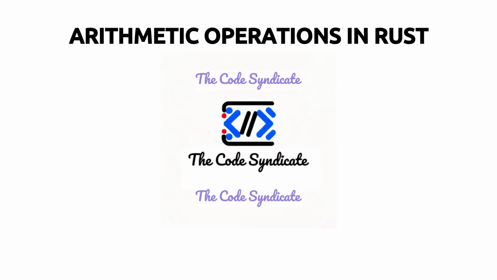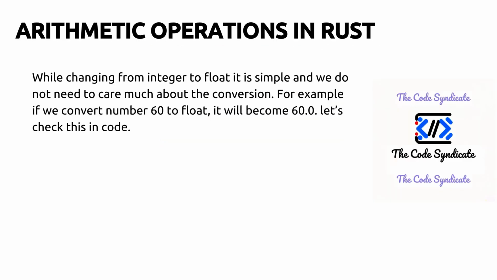Today we will check arithmetic operations in Rust. Before we begin, in previous parts we missed the type conversion of floats to integers and integers to floats. So we will briefly check this and then move to today's topic. While changing from integer to float, it is simple and we do not need to care much about the conversion. For example, if we convert the number 60 to float, it will become 60.0.